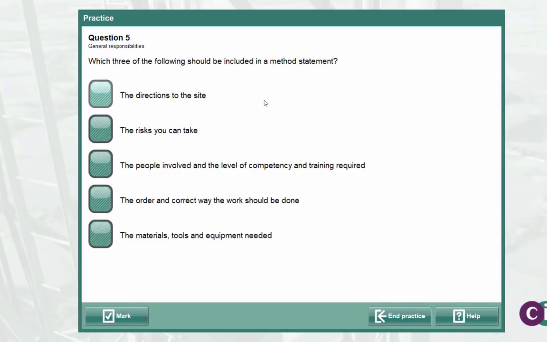Which 3 of the following should be included in a method statement? The directions to the site. The risks you can take. The people involved and the level of competency and training required. The order and correct way the work should be done. The materials, tools and equipment needed.